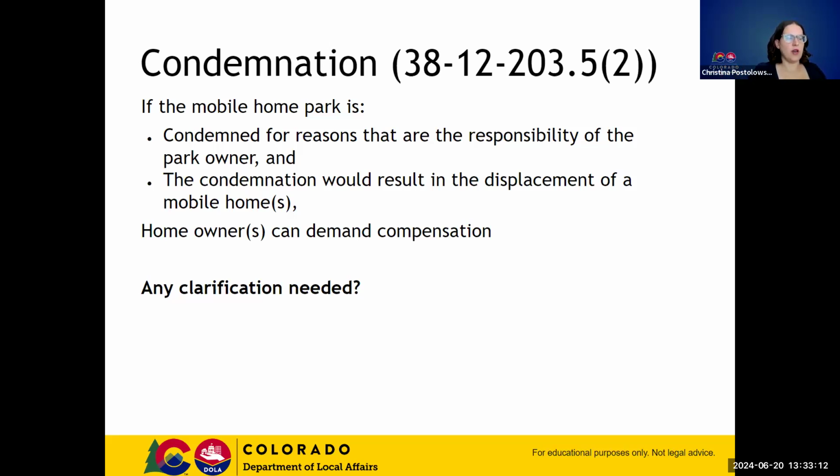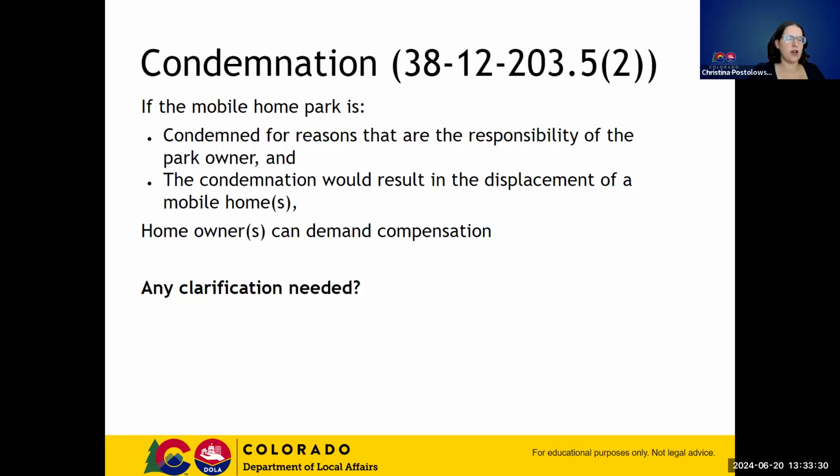Does condemnation come from city, county, or state? I believe it could come from any of those, but it's more of a city or county action, but we could do some more research and clarify that.